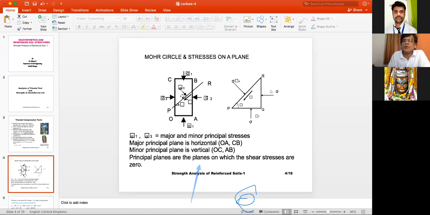If I draw the free body diagram of this portion, this is P and R and PQ, assume it is the diameter, and this is the failure envelope. This is the free body diagram, where PR is the failure envelope. On this, sigma n, the normal stress, is acting perpendicular to the failure plane, as well as along the failure plane, tau is going to be acting.